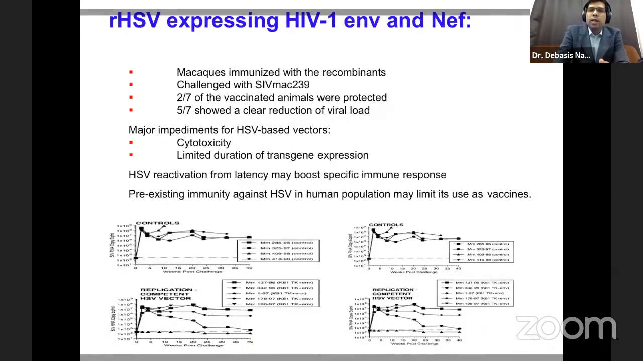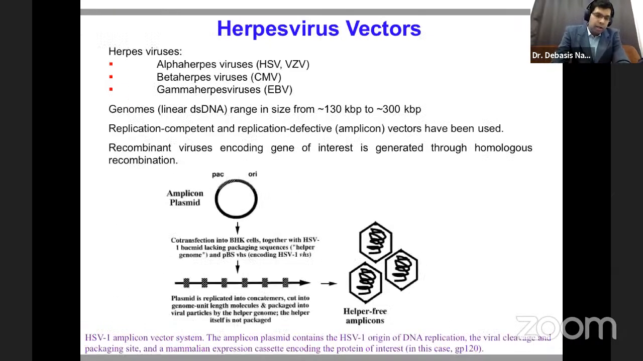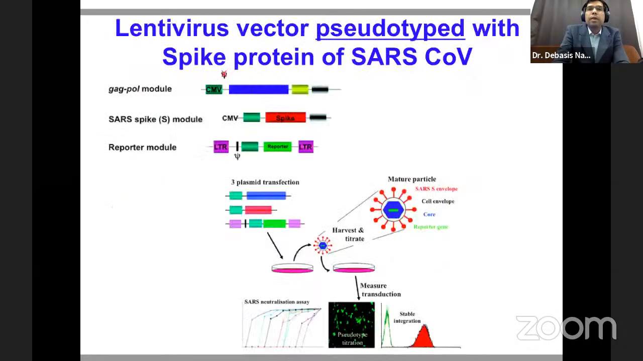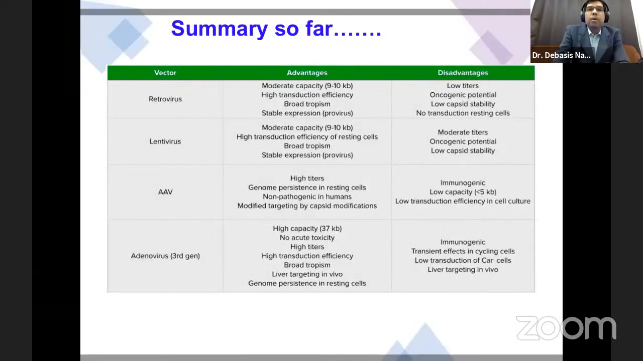Similarly, we have also another group of viruses. We call them herpes viruses. These are also DNA viruses, who also serve as vectors in the current scenario. I am not going to talk in detail because of time. So in summary, what I am trying to tell you is that we have retroviruses, lentiviruses, adenoviruses, adeno-associated viruses, pox viruses, herpes viruses, and so many other viruses which are being used as a vector.